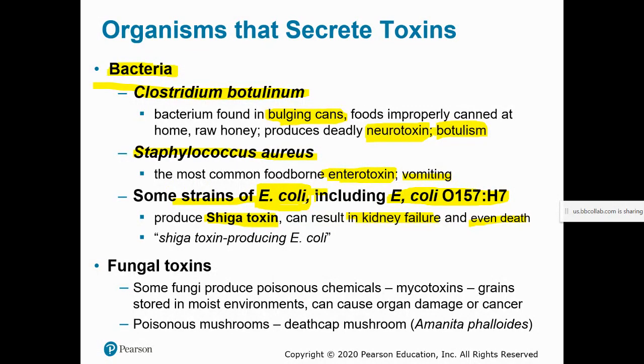As I said, there are some benign strains of E. coli. So sometimes the ones that are potentially infectious and producing Shiga toxin are called Shiga toxin producing E. coli, especially instead of using the full scientific name, E. coli O157:H7.